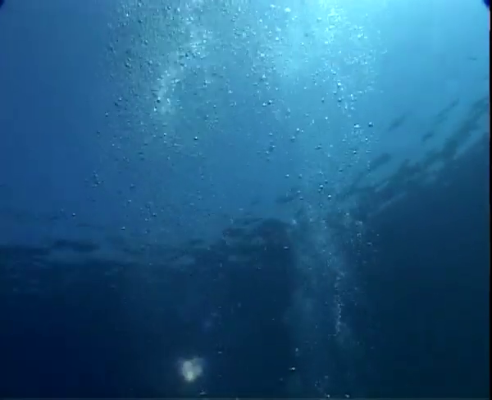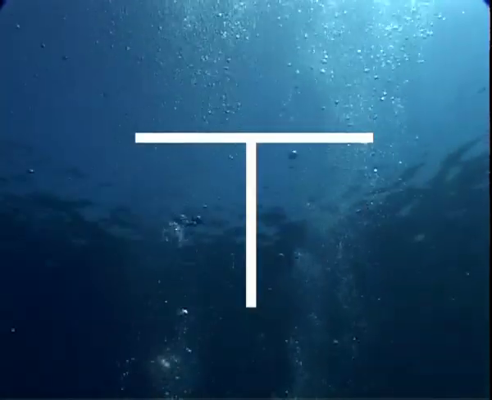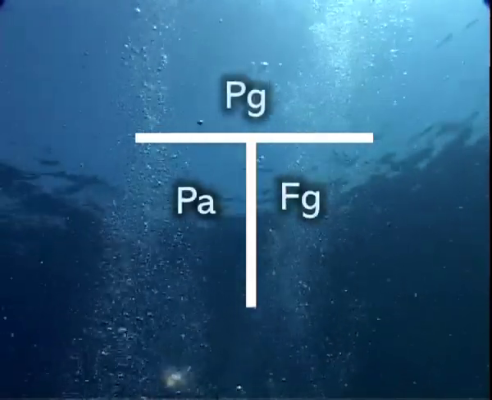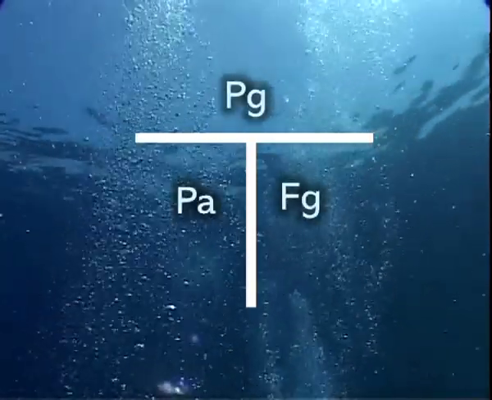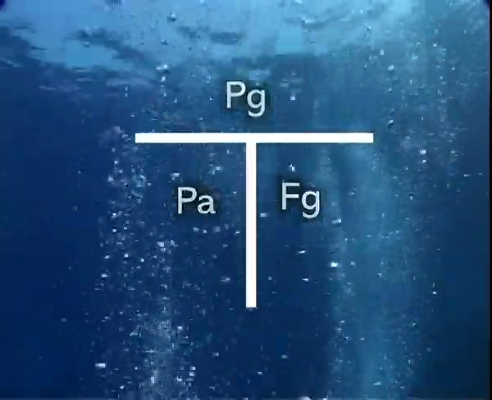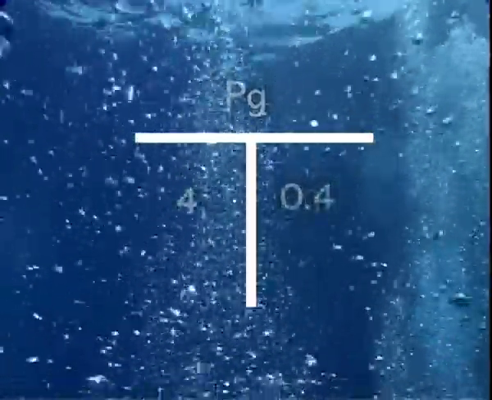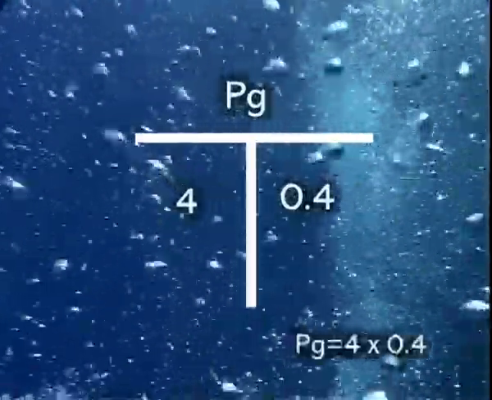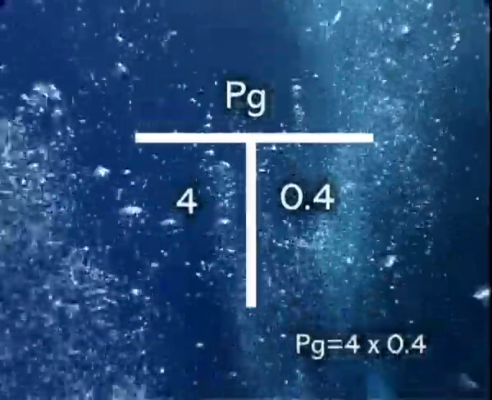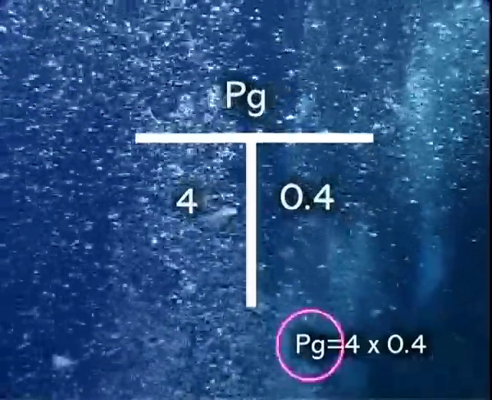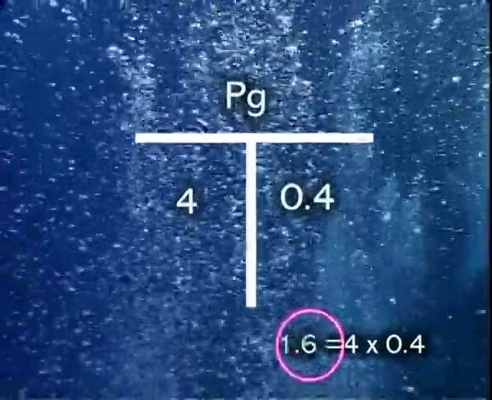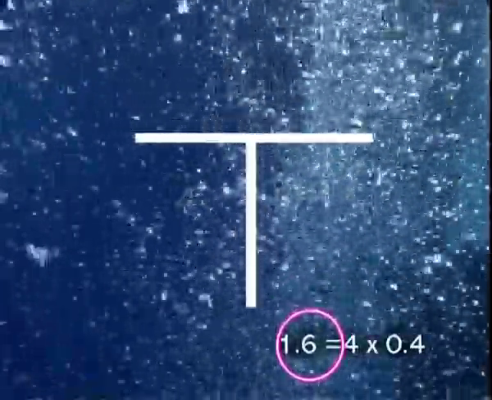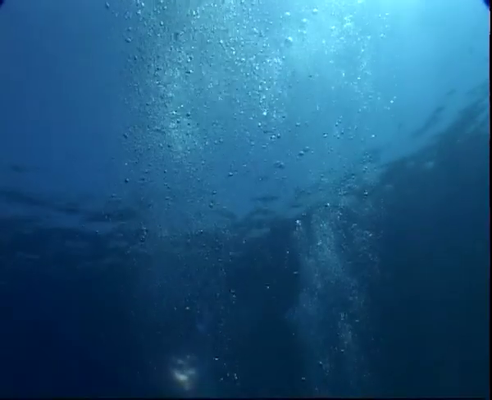Let's look at a practical example. We are on a dive at 30 meters, 100 feet, breathing a nitrox mix with 40% oxygen. Let's work out the partial pressure of this gas. The fraction of oxygen is 0.4, and the partial pressure of oxygen is the same as the absolute pressure, equal to 4 ATA, multiplied by the fraction of the gas. The result is 1.6 ATA, which is too high.